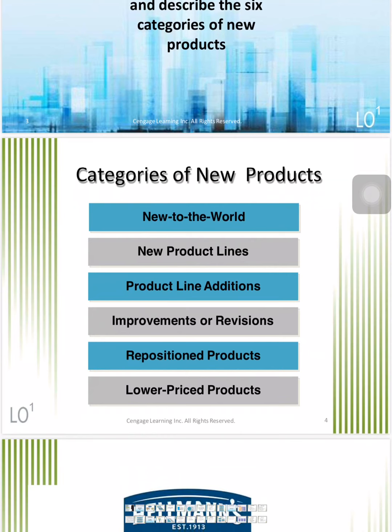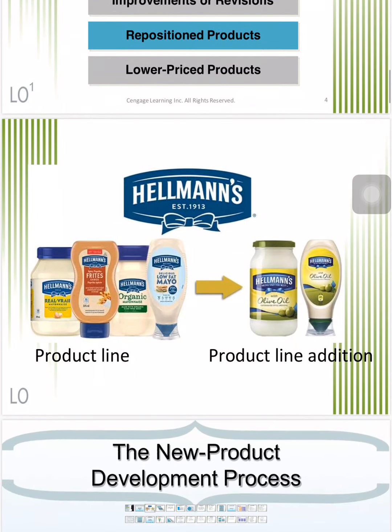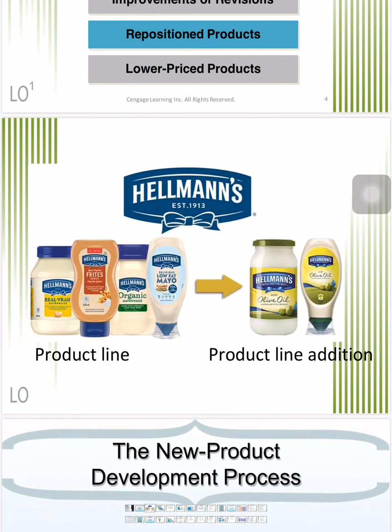Lower price product is where you want to introduce a product similar to your competitor's product, but you offer it at a lower price. For example, with product lines, they come up with product line additions, maybe in terms of mayonnaise with olive oil, and then they come up with a different bottle. They have a small packaging and so on.